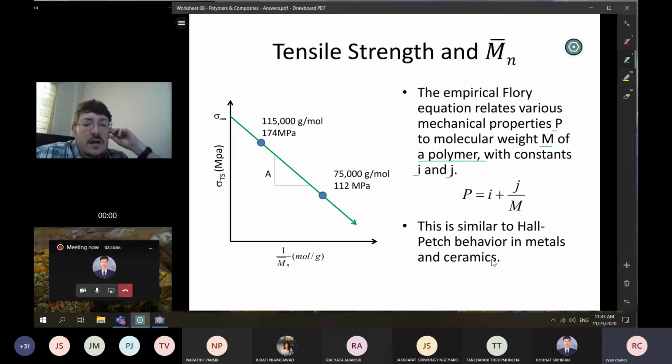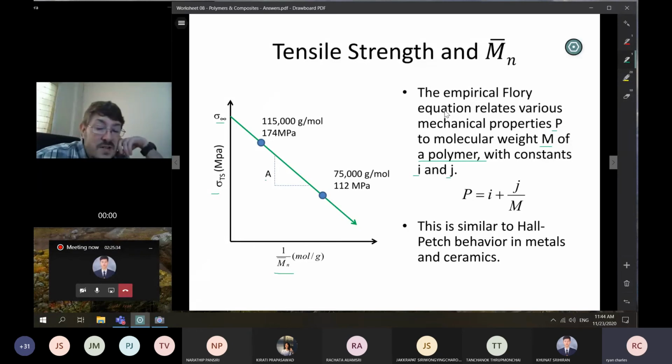Right? So you have low density polyethylene, which is not that strong. You have high density polyethylene or ultra high molecular weight polyethylene, which has really, really, really high mechanical properties. It's really, really strong in tension and things like that. And so you'd see a graph like this, where you have tensile strength versus 1 over the molecular weight. You have sigma infinity. You have the slope A. And you have these two data points, right? It's following a form like this, the Flory equation.